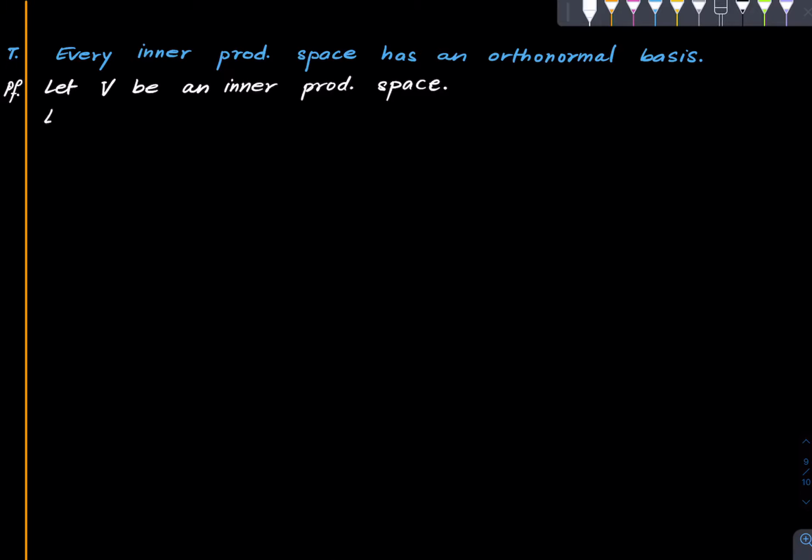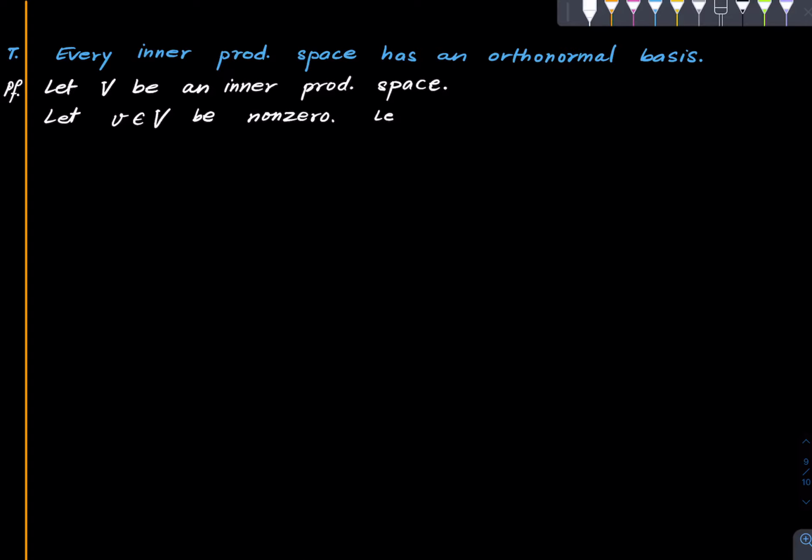So let this vector in V be arbitrary, or rather be non-zero. If this were a zero-dimensional vector space, we don't care. We don't want to make statements about zero-dimensional vector spaces. So the dimension of V is at least 1. And now you pick a non-zero vector in it and define. So it has some norm.